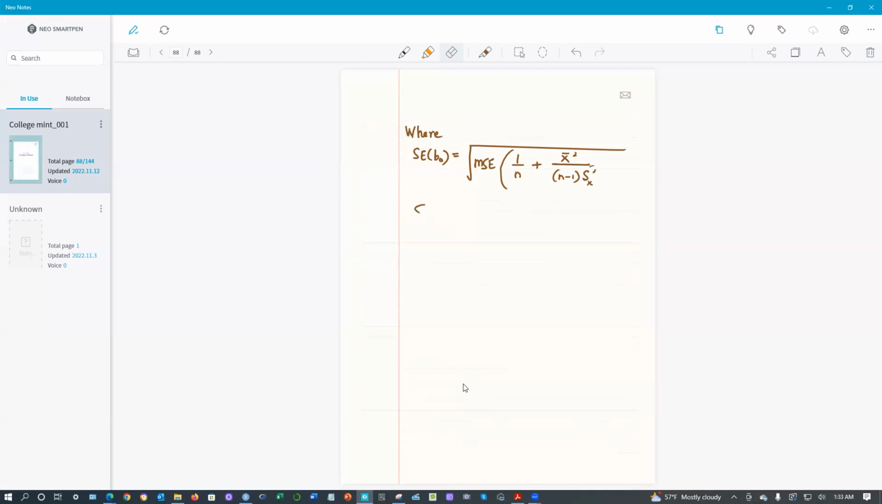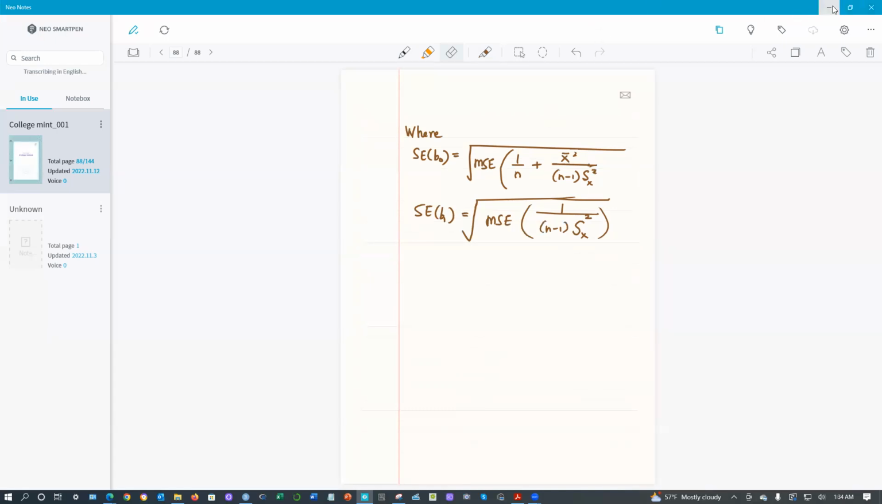The standard error of B1 is nothing but the mean squared error over n minus 1 times s squared. That's the variance of the x variable. Not here. Not here. Those are the two formulas being plugged in here.